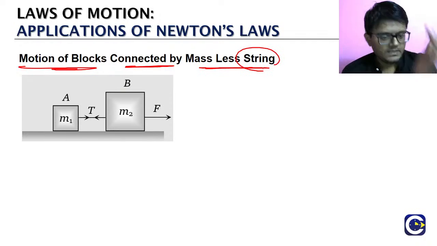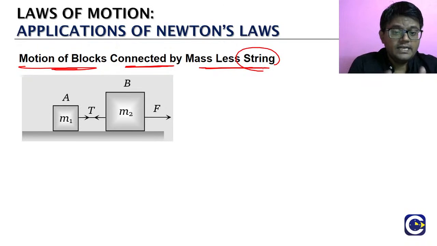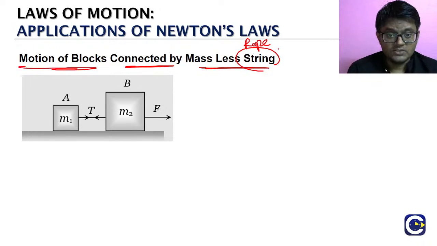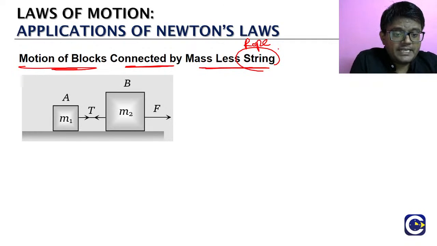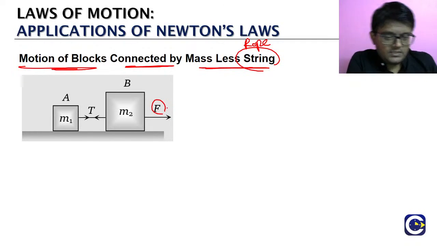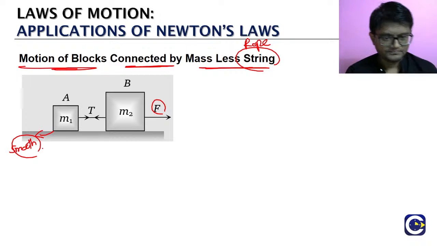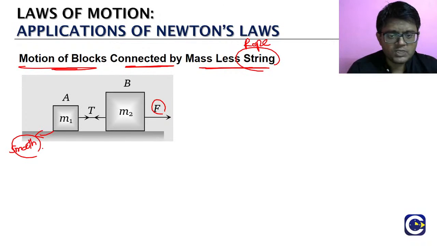என்னது? The blocks connected by a massless string. இதுதான் நமக்கு generally வரும். Like neat la pathina we will not have the string or rope having a mass. Generally we'll have massless string or massless rope connecting the blocks. இப்படி நம்ம ரெண்டு blocks connect பண்ணி we are trying to pull it by applying a force. இங்கேயும் அப்படிதான். The assumption is we are considering the surfaces are smooth.